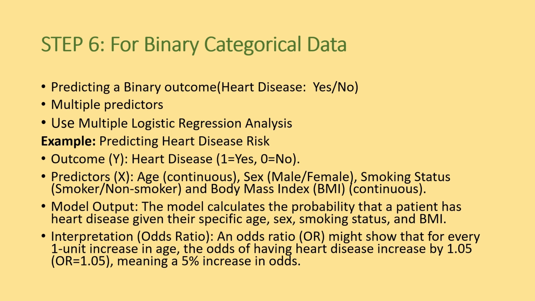Model output: the model calculates the probability that a patient has heart disease given their specific age, sex, smoking status, and BMI. Interpretation: an odds ratio might show that for every one unit increase in age, the odds of having heart disease increase by 1.05, meaning a 5% increase in odds.